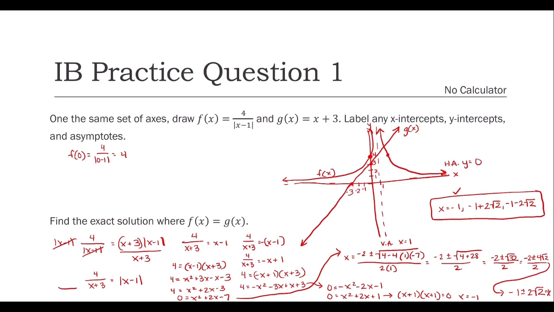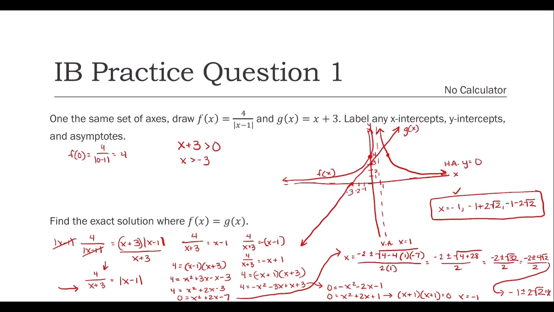So for this function right here, our x plus 3 has to be greater than 0. Otherwise, we'll get a negative value on the left side of our function, and an absolute value can't equal a negative number. So our x has to be greater than negative 3.